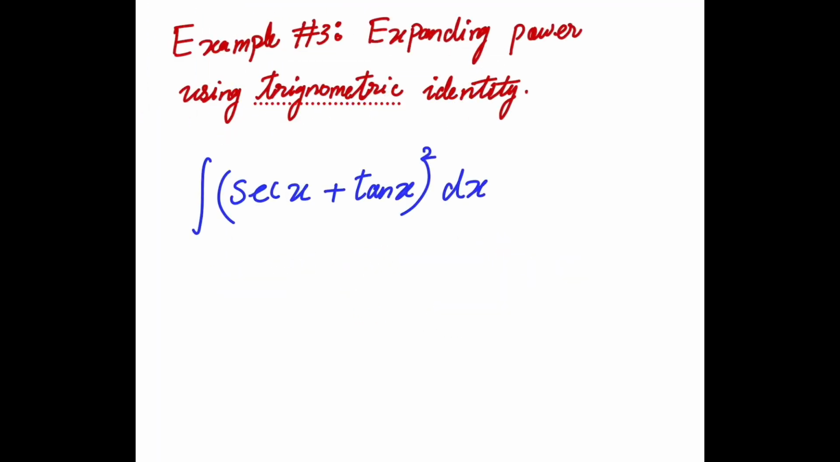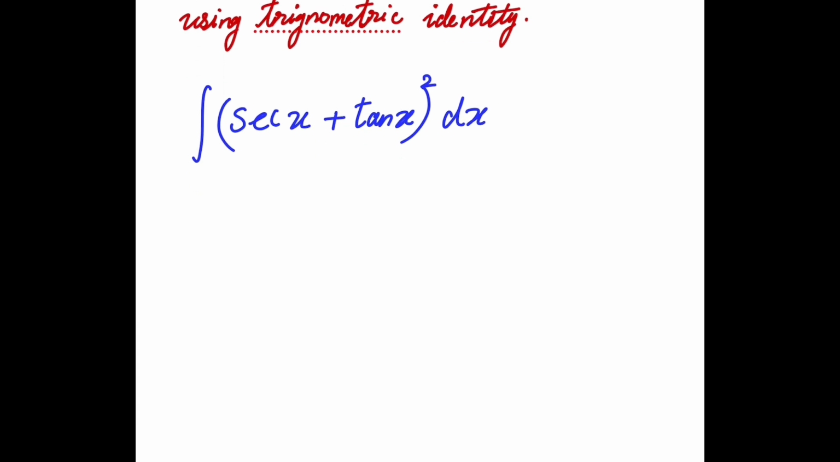Now let's move on to the third example. In this example, we'll be expanding a power using a trigonometric identity. We are given the expression secant x plus tan x whole squared, and we have to integrate it. The first step is to expand the expression, and we achieve this: secant squared x plus 2 secant x tan x plus tan squared x.